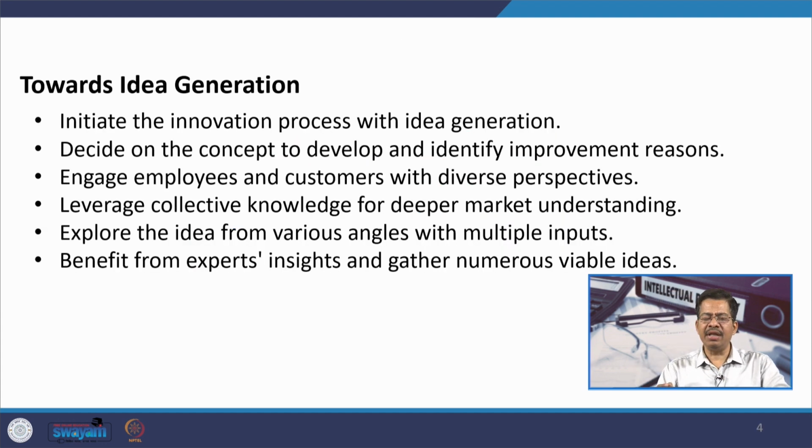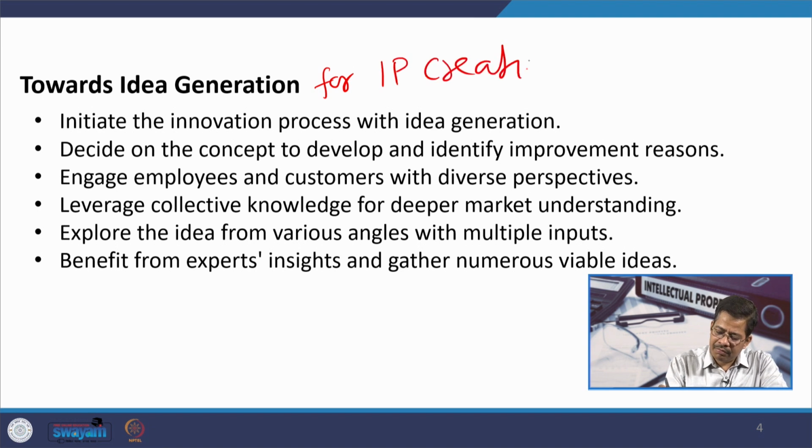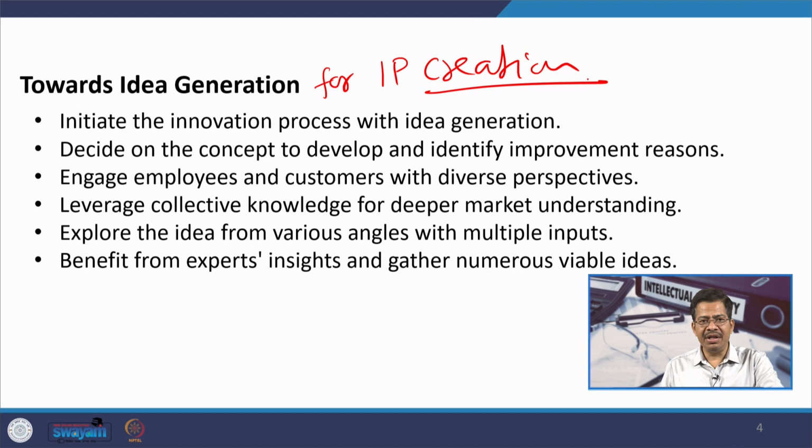Now, for generating the ideas which are leading to IP, towards idea generation for IP creation, we need to initiate the process of idea generation. Now, we need to decide the concept to develop and identify improvement reasons, that voting rights are there, but people are unable to exercise their voting rights because they are located at a different location. Now, how are we going to improve so that more and more people can give their votes in this election process?